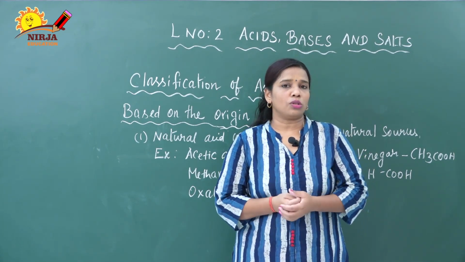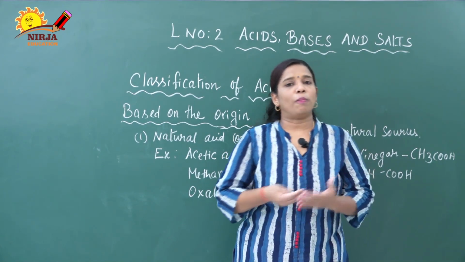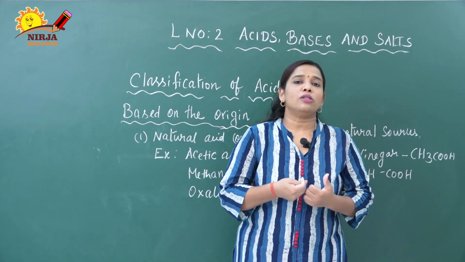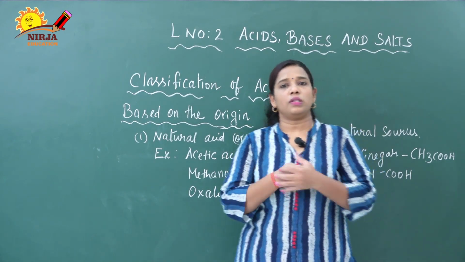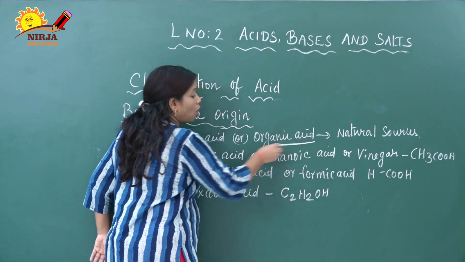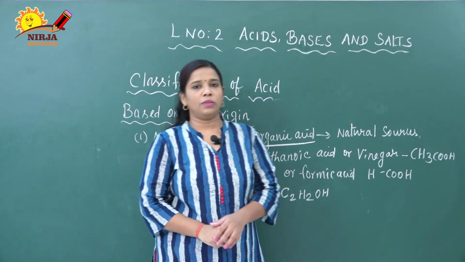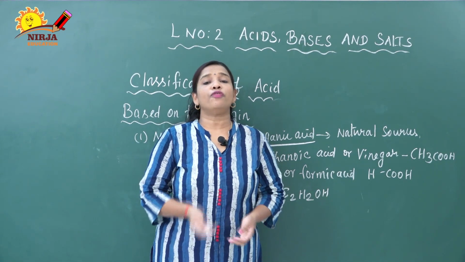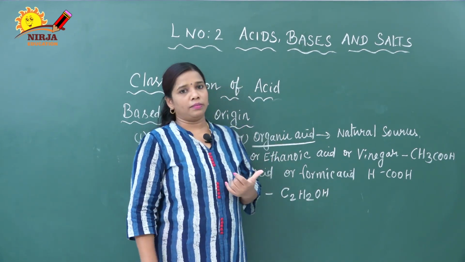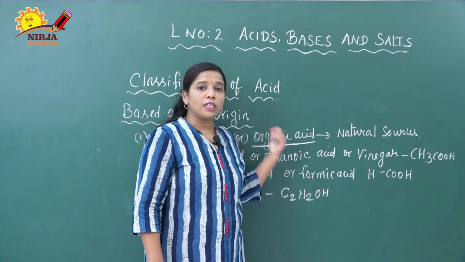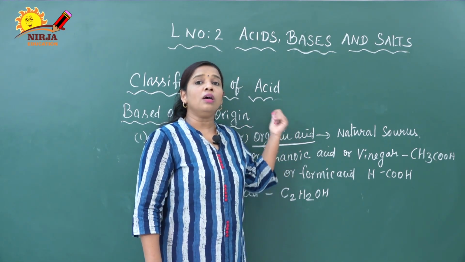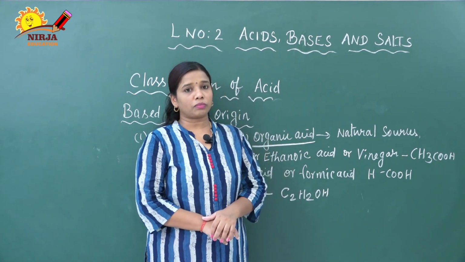What are natural sources? It is an animal or plant; from that body the acids are prepared. Those acids are called natural acids. These natural acids are also called organic acids. What is the other name of natural acid? Its other name is organic acid. Since this acid is prepared from organic substances, it is also called organic acid.